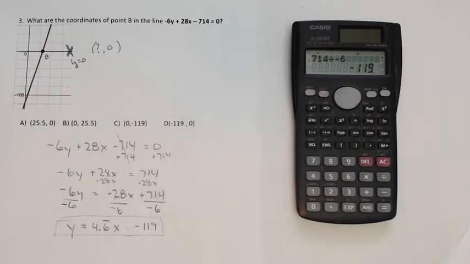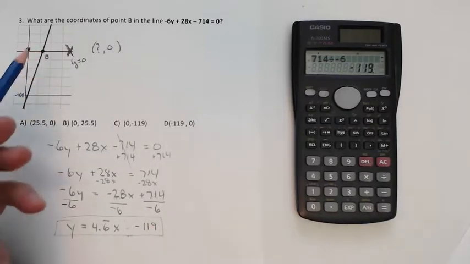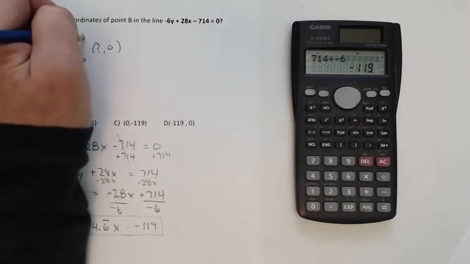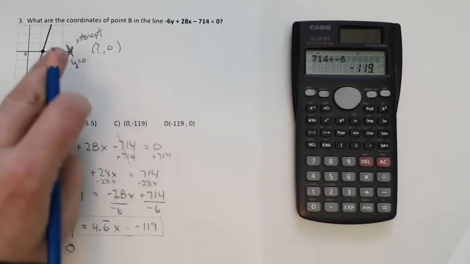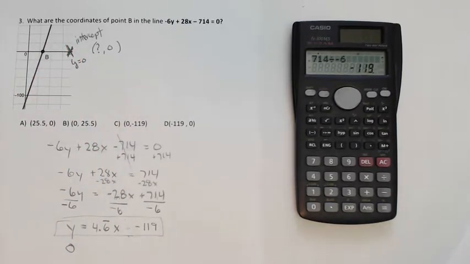Now, what do we know? Well, we know the equation of the line, and we know that we're looking for point B, and that point B is an x-intercept, which means we know the y is 0. It's a known value now, which means I can calculate x by putting that 0 in there, just because I know it's an intercept. Y must be 0 when it's an x-intercept, so 0 = 4.6 repeating x - 119. Don't forget that repeating, please. Now I'm just solving for x.